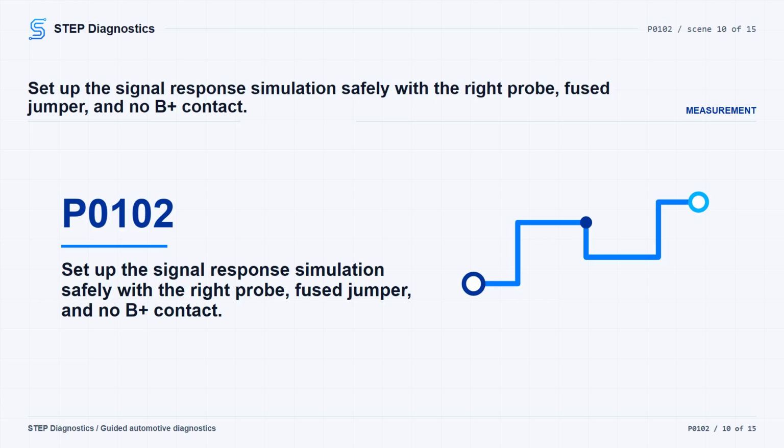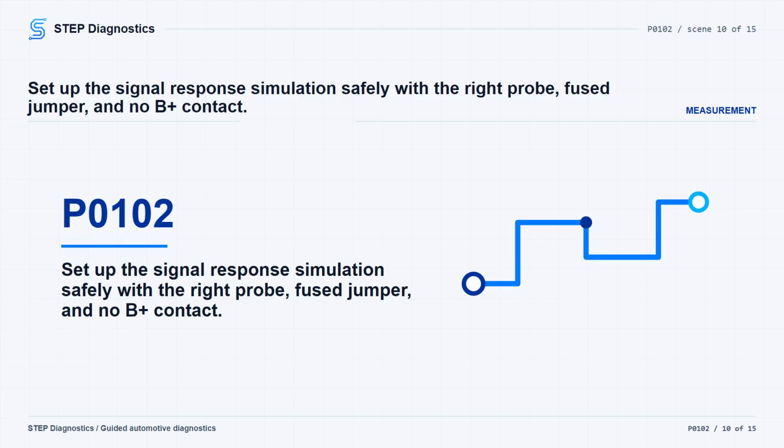Connect a 3-amp fuse jumper wire to signal circuit terminal 2 at the component harness. Then rapidly tap the open end of the jumper to ground while watching the MAF sensor parameter. Keep B+ away from this circuit. Internal control module or component damage may occur if the circuit shorts to B+.